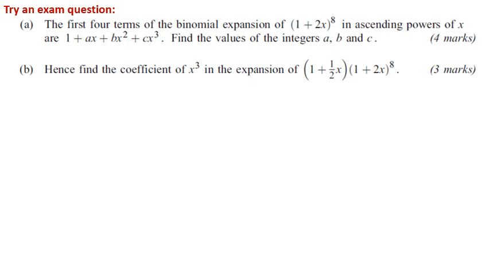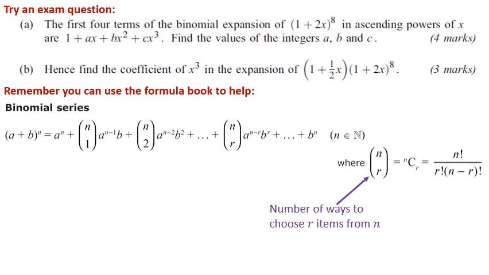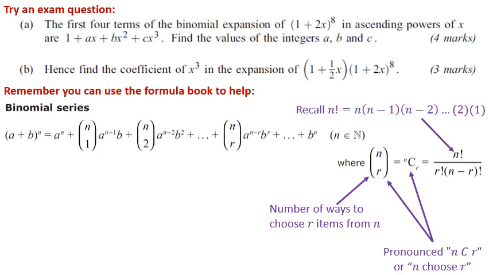There's a couple more things you're going to need. You'll need to look in the formula book, or I'll include it on the screen here. This is the formula for binomial series from your formula book, and it includes this little extra bit where nCr equals this. A couple of different ways of writing the notation, and then this crazy little formula, n factorial over r factorial times n minus r factorial. This is the number of ways to choose r items from n. That's what we were talking about before. And we can say this as nCr or n choose r. And this refers to the factorial function.